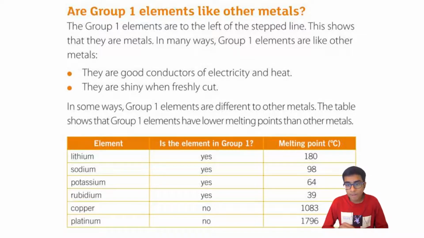So we have the melting point of all of these, and you might have already noticed that copper and platinum's melting points are significantly different to the melting points of the group 1 elements. Lithium has a melting point of 180, sodium has a melting point of 98, potassium has a melting point of 64, rubidium has a melting point of 39, but then copper and platinum have huge melting points of 1083 and 1796. And this is one of the differences that you can state in the exam.